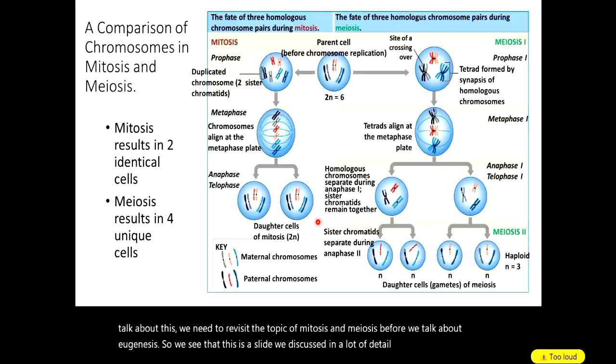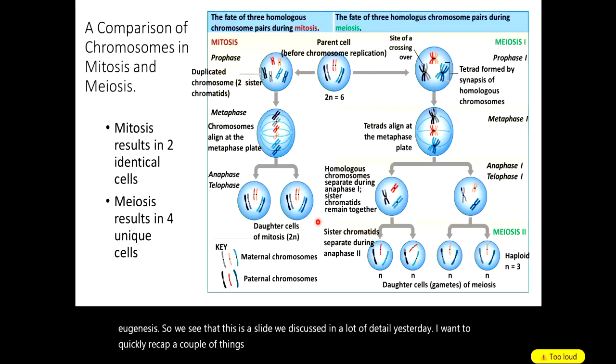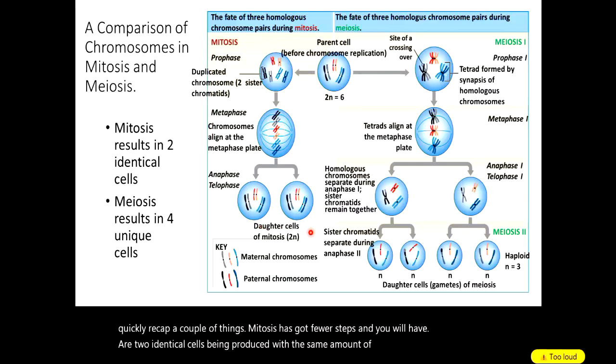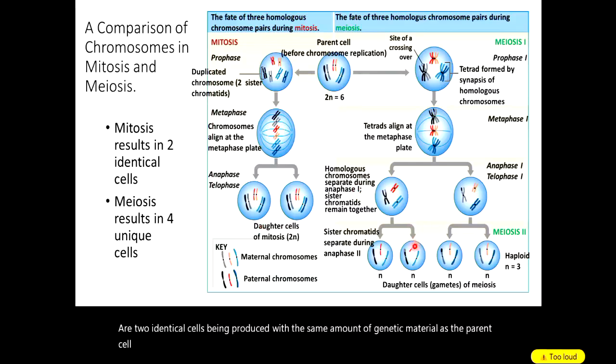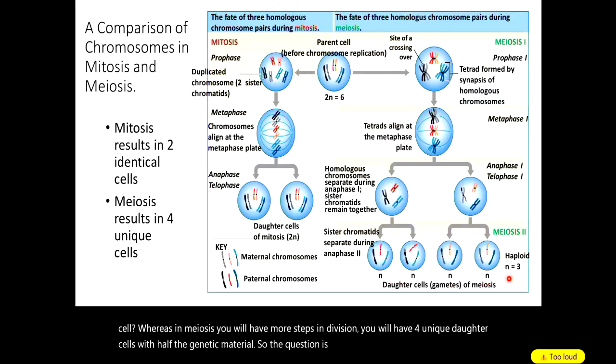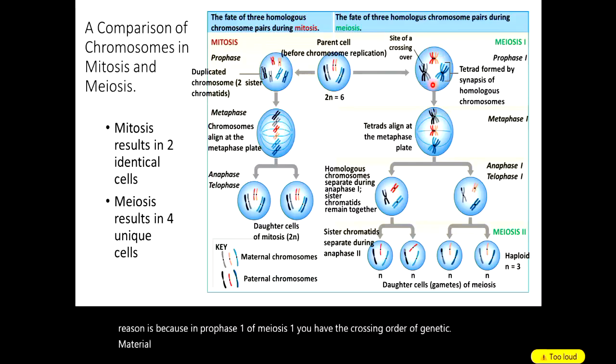I want to quickly recap a couple of things. Mitosis has got fewer steps, and you will have two identical cells being produced with the same amount of genetic material as the parent cell, whereas in meiosis you will have more steps in division. You will have 4 unique daughter cells with half the genetic material. So the question is, why is the genetic material unique? The reason is because in prophase 1 of meiosis 1 you have the crossing over of genetic material between the homologous chromosomes. That's why you have unique cells.